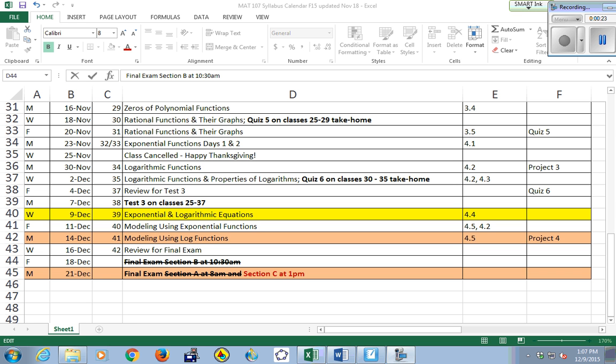So there were three different sections listed on the syllabus. If that was confusing, just cross out A and B, right? We're section C, 1 p.m. on Monday, the 21st. The 21st, yeah.